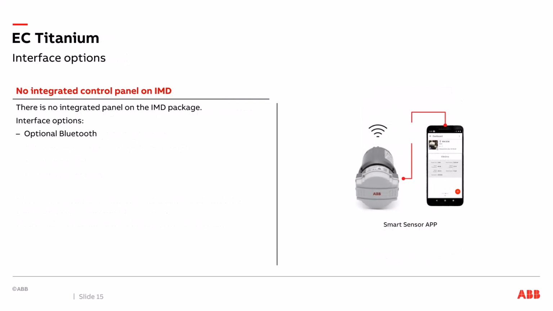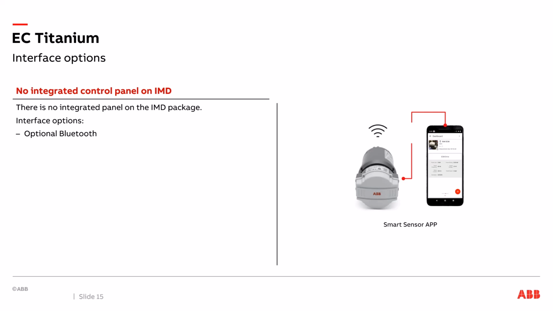The EC Titanium does not have an integrated control panel on that integrated motor drive package, which makes sense because a lot of times this motor drive package may end up somewhere like, say, inside of the airstream of an air handler. So it doesn't make sense for you to be trying to stick your head inside of an air handler while it's operating to see what is being programmed or what is being displayed on that particular unit.